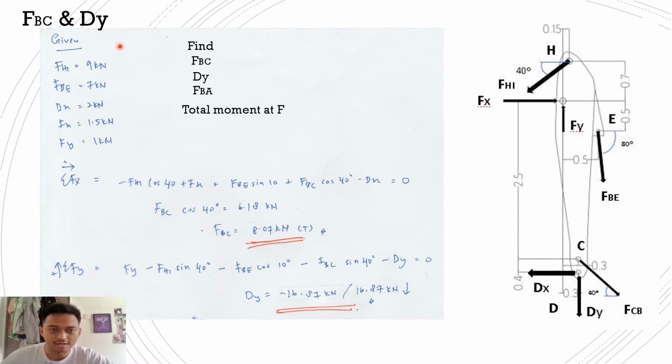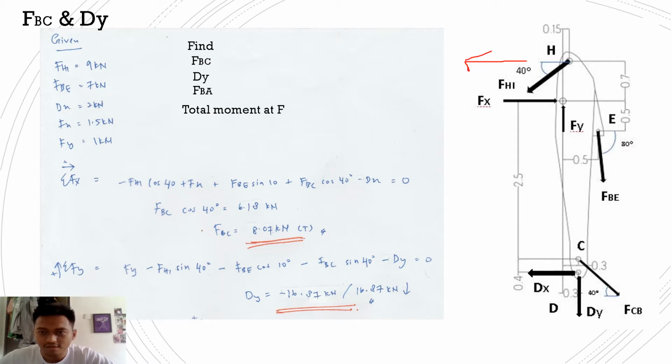Okay, there are given values here. FHI equal to 9 kilonewton, FBE 7 kilonewton, DX at 2 kilonewton, and FX 1.5 kilonewton. For FY equal to 1 kilonewton. And we need to find FBC, DY, FBA, and total moment at F. First of all, we need to look at the FBD and understand where the X and Y components of each force are going.